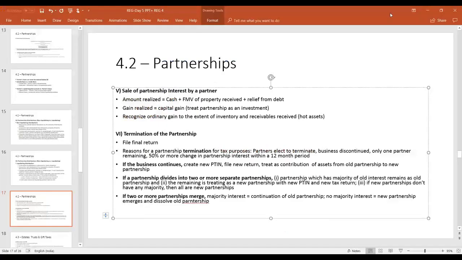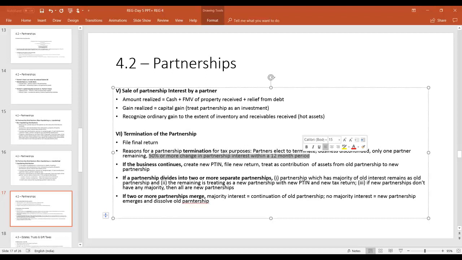And finally, the termination. So now the partnership is not going to exist. So what do you do? You need to file a final return. There are several reasons why the partnership could terminate. The partners elect to terminate, or the business is discontinued, or there's only one partner remaining. Or another interesting thing is that more than 50% of the partnership interest has changed hands during a 12-month period. That would also cause a termination of the partnership.